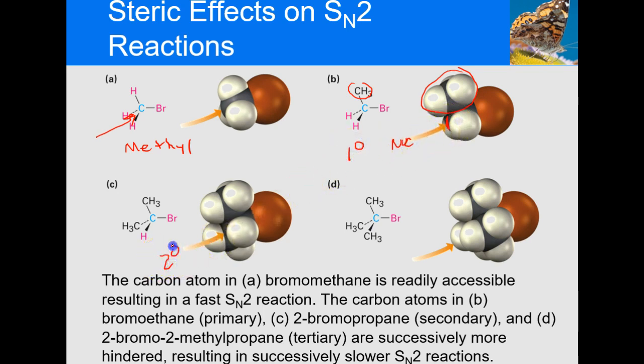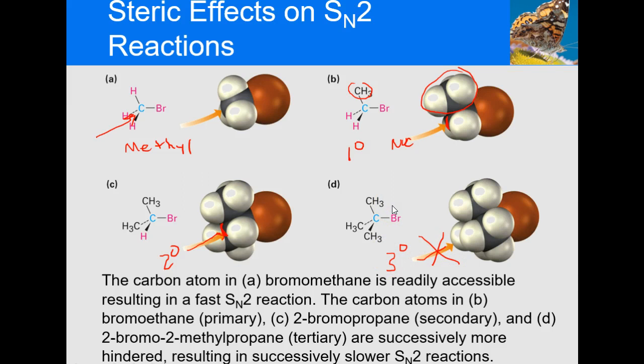Let's now look at a secondary. Why is the previous one primary? Because this carbon is attached to 1 carbon. This carbon is now attached to 2 carbons, so secondary. Right here you can still kind of see that carbon, right? So my nucleophile can still squeeze in here, a little bit harder, but it can probably still do it. Now we get to tertiary. I can't even see that carbon that's attached to this bromine. It is so buried in here, this nucleophile can't even attack. This is a tertiary.